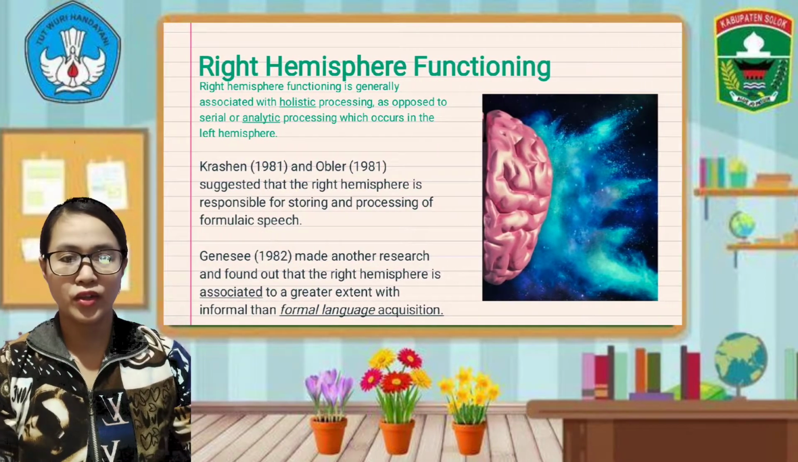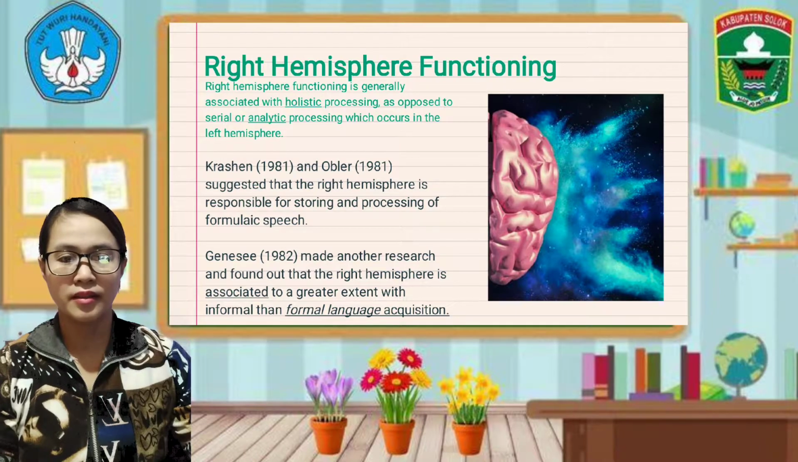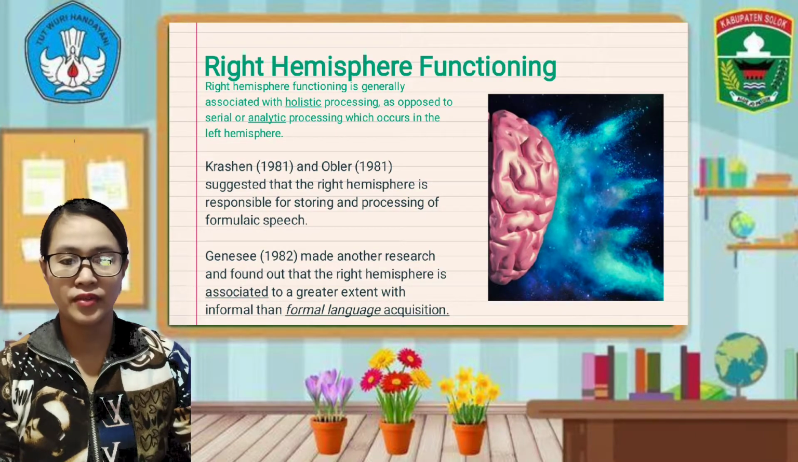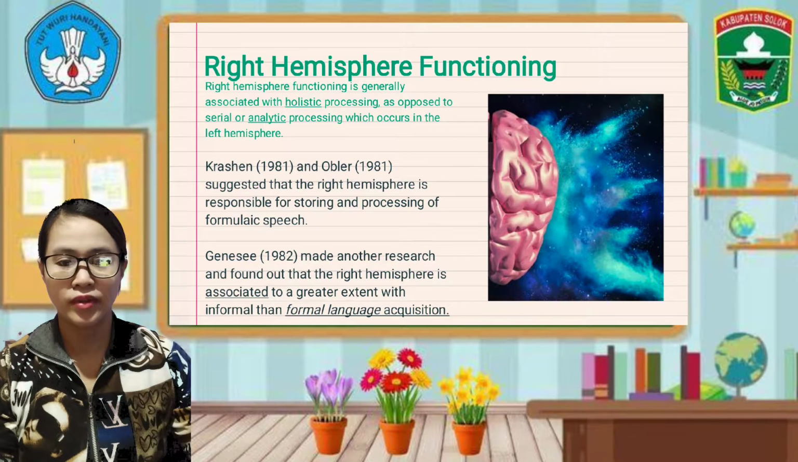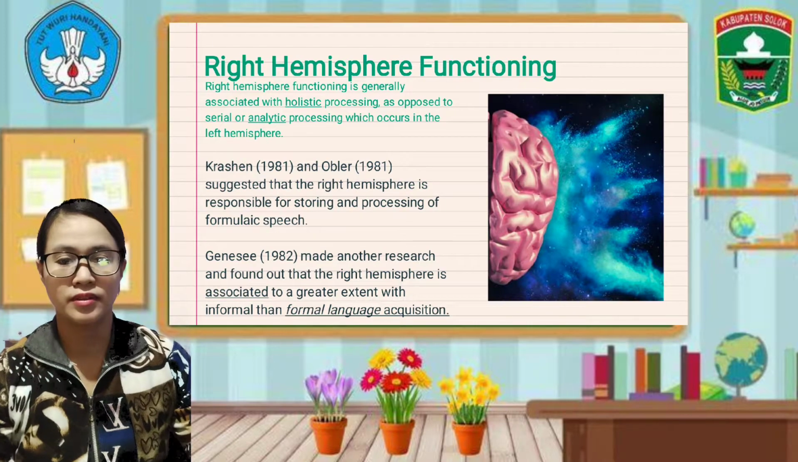Right hemisphere functioning is generally associated with holistic processing as opposed to serial or analytic processing, which occurs in the left hemisphere. Krashen and Obler of 1981 suggested that the right hemisphere is responsible for storing and processing of formulaic speech. Genesee of 1982 made another research and found out that the right hemisphere is associated to a greater extent with informal than formal language acquisition.